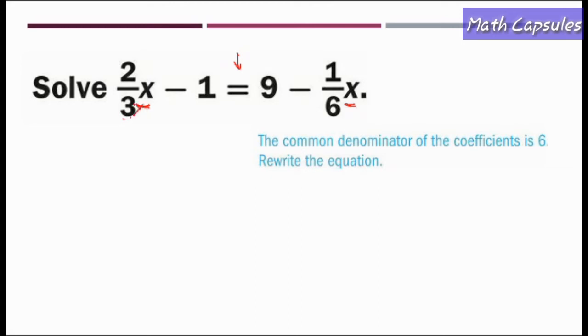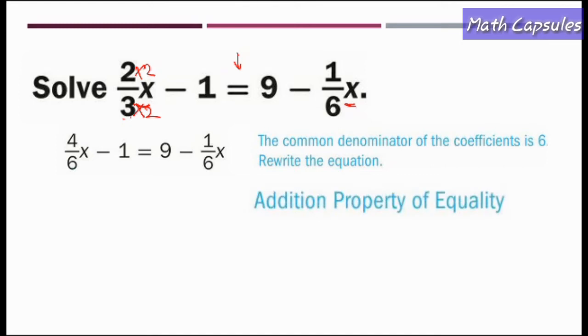So we multiply 3 times 2 and of course 2 times 2. And this fraction will remain as it is. So the new fractions will be 4/6x minus 1 equals 9 minus 1/6x. So I rewrote the equation with the new fraction or the new denominator.